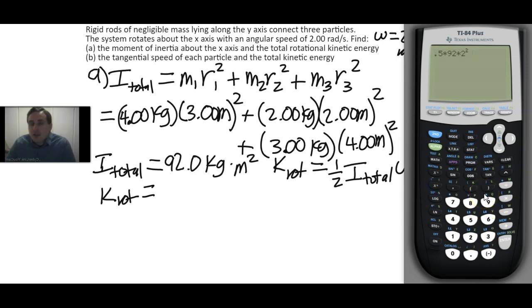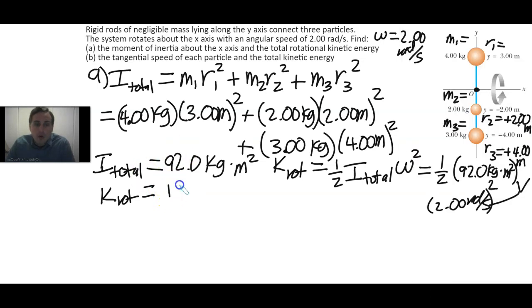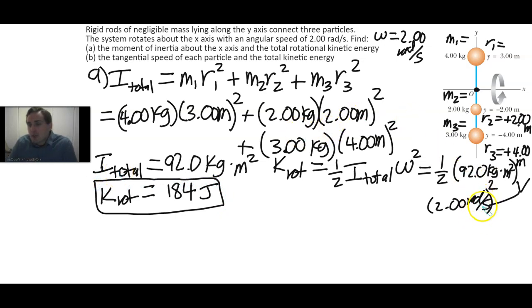4 times 1/2 should be 2 times 92 should be exactly 184, and that's going to be joules. 184 joules. Now let's see if the units work out. They should. So we have radians per second, we square that. That gives us 1/second squared.